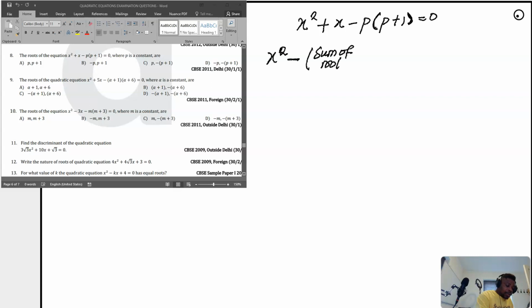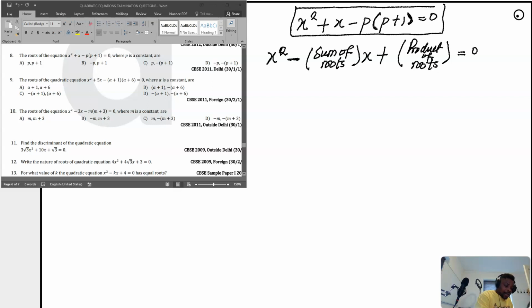Sum of roots, product of roots is equal to 0. So we are going to use the options to see if we can get this quadratic equation. Okay? So we are doing it in a reverse way. So the first option here says option A. Let's get the sum of roots. Sum simply means they are using the option A says this. Okay? So let's get the sum. Sum of roots.